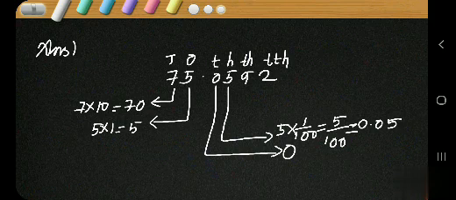0.05 is the place value of 5. Okay, understood? Now let's try to find out the place value of 9. 9 is in which place? Yes, 9 is in thousands place. So, how to find out the place value of 9? 9 into 1000 or 9 into 1 by 1000.